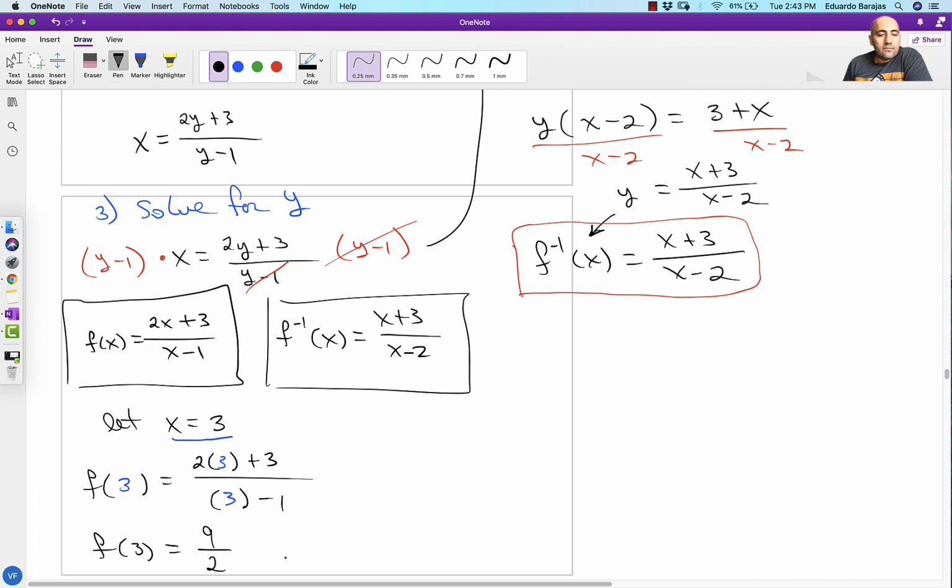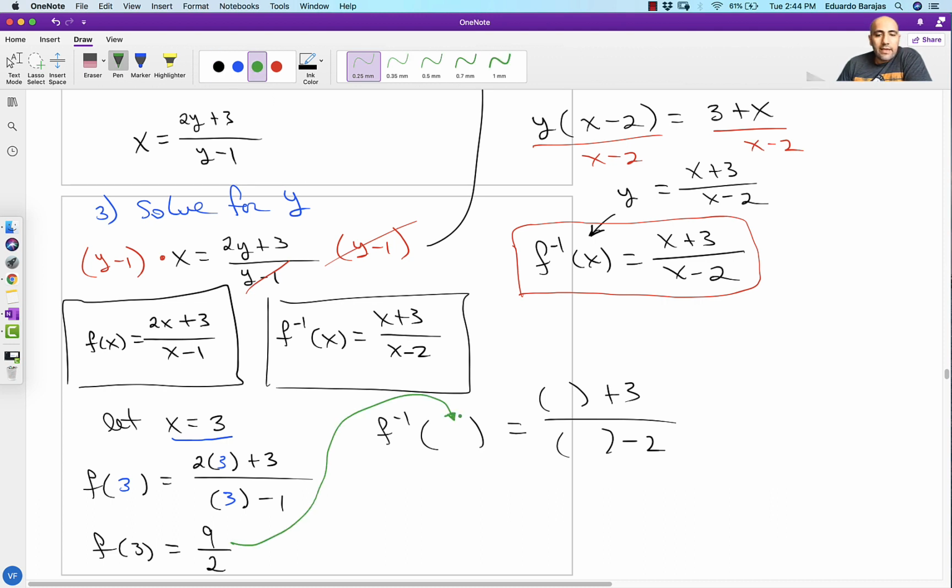9 divided by 2. Okay, so now we take that guy and we plug it into the inverse function, f inverse of something. And then we have something plus 3 divided by something minus 2. And so we're going to take this guy, and we're going to plug it right into here. And if it works out, these two operations will undo each other, and we'll end up right where we started. We should come back to 3. So 9 over 2 there, and a 9 over 2 there.